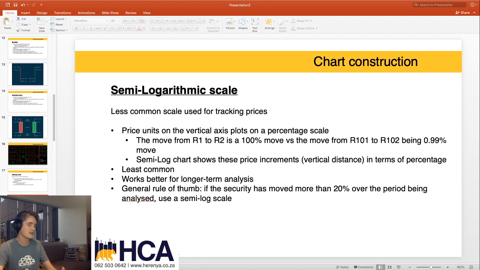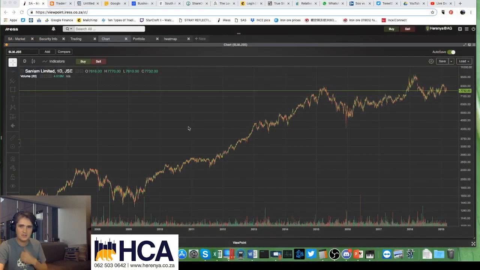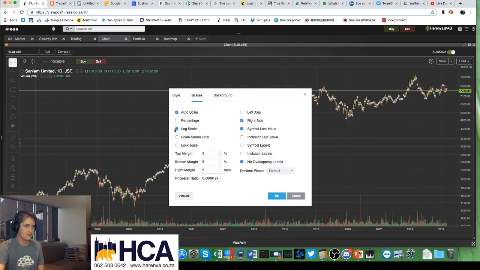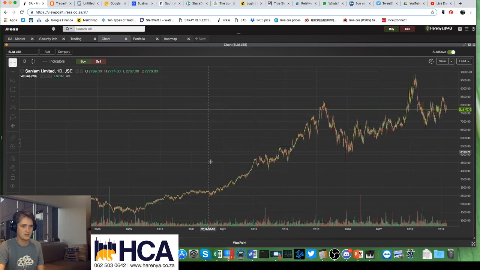So the rule of thumb was that if you are looking at longer term stuff, I am doing charts and you are not seeing them. My apologies. Here is the semi-log scale, and here is the normal scale. So you can see here from 10 to 15 is the same distance as from 15 to 20, is the same distance as 20 to 25, 25 to 30, and so on, right?